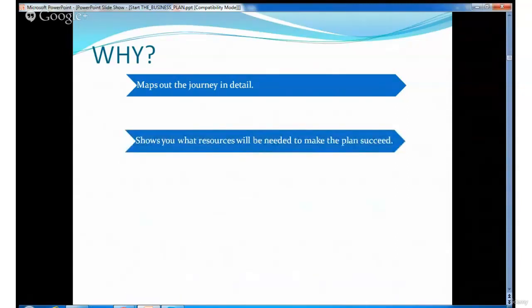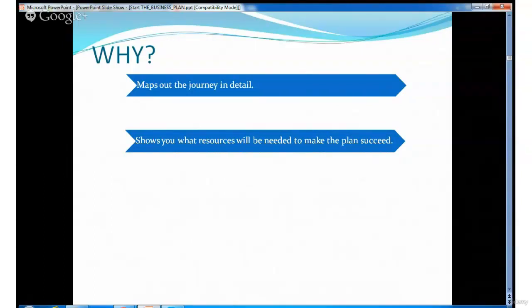You know, it's interesting that not many of us will leave our homes to go on a journey without going to the sat nav or Googling how we're going to get there and determining what the journey will be like and look at the options that are available. The second reason why you need a business plan is because it shows you what resources you need to make the plan succeed.